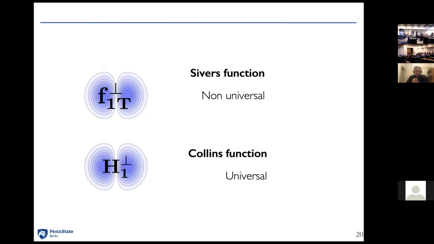So this is a Sivers function, f1T perp, non-universal, Collins function, H1 perp, universal. So that's probably something that I would like you to remember. Now, of course, when I plot these functions here, I also show some sort of modulations. And there was also a question about polarization dependence. So we'll talk about this a little bit more, so hopefully that question will be answered.